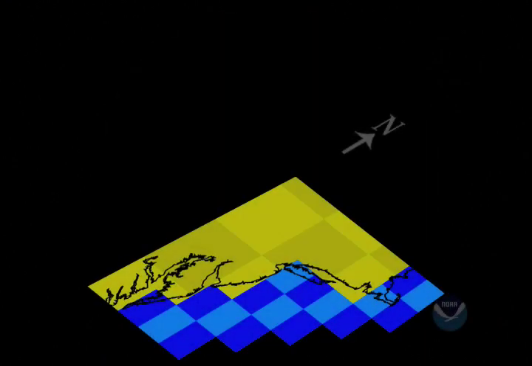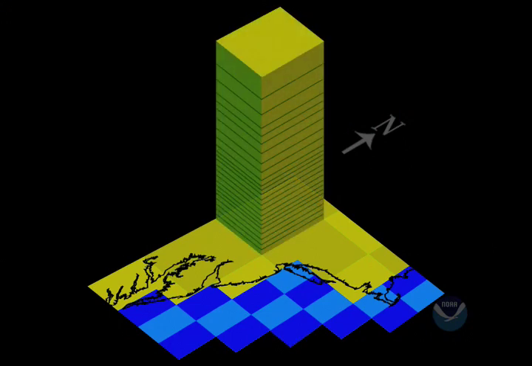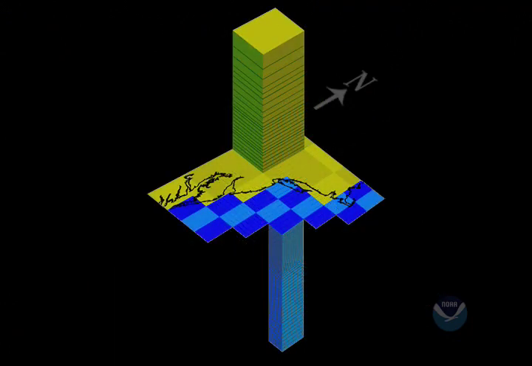Here we see a depiction of a section of the east coast of the United States showing the grid of the 2004 GFDL climate model. In this model, the atmosphere is divided into 24 vertical layers. Not all layers are the same thickness, with higher resolution near the surface. And the ocean is divided into 50 vertical levels, also with finer resolution near the surface.